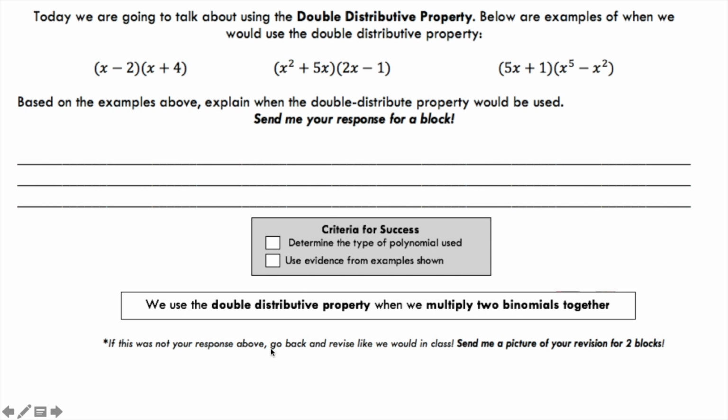And so if this wasn't your response above, you can go ahead and revise like we would in class, and you would cross out words, add new words, and you can send me a picture of your revision for 2 additional blocks. So a lot of block opportunities on this page.